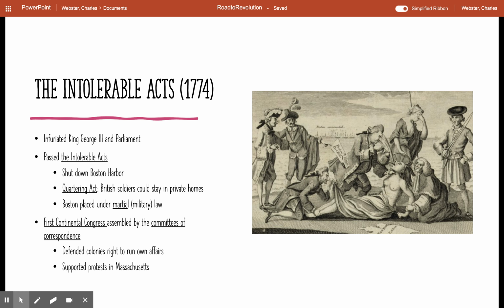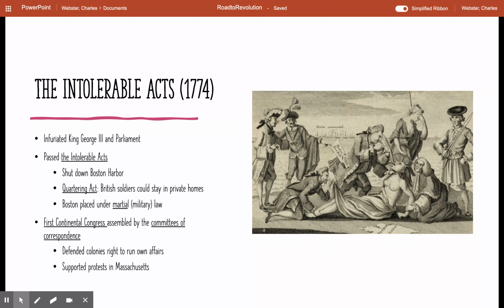And they responded with the Intolerable Acts, right? The Intolerable Acts in 1774. And these are also known as the Coercive Acts in the colonies because they were so harsh that they shut down Boston Harbor, for example, so no ships could come in. So basically, they did like a blockade, right? And because no ships could come in, it really hurt their economy, right?